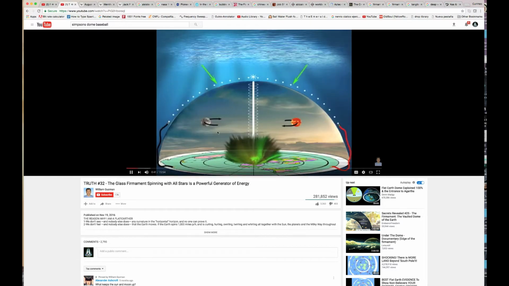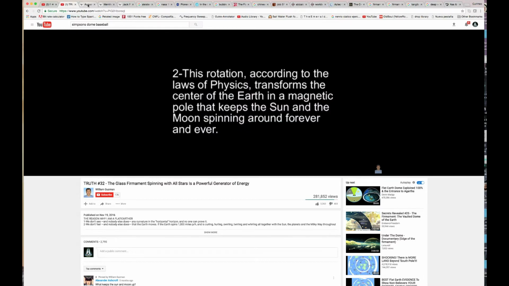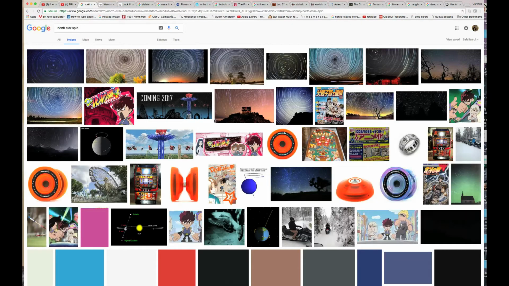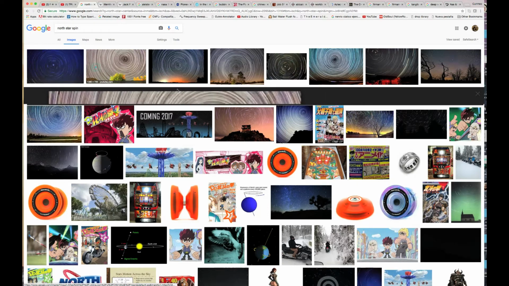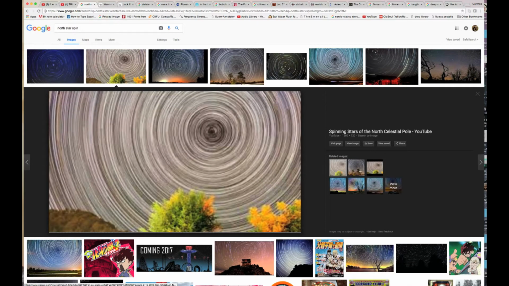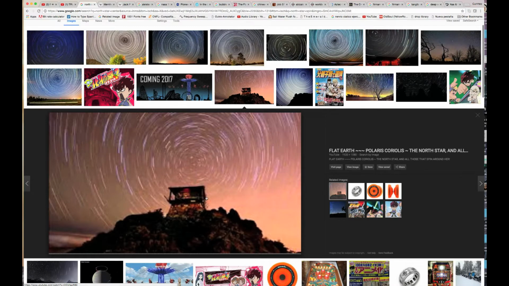So this is kind of like the model they use. Like the Earth spinning this way. If we look at the North Star spin, okay. The North Star is supposed to be at the center, right, at the flat Earth, and you can see how the stars go around it. I mean, look at it. They're all going around the North Star. It's not going with them. Everything, the planets, everything. We can't see that. This is slow motion, obviously with the camera effect.